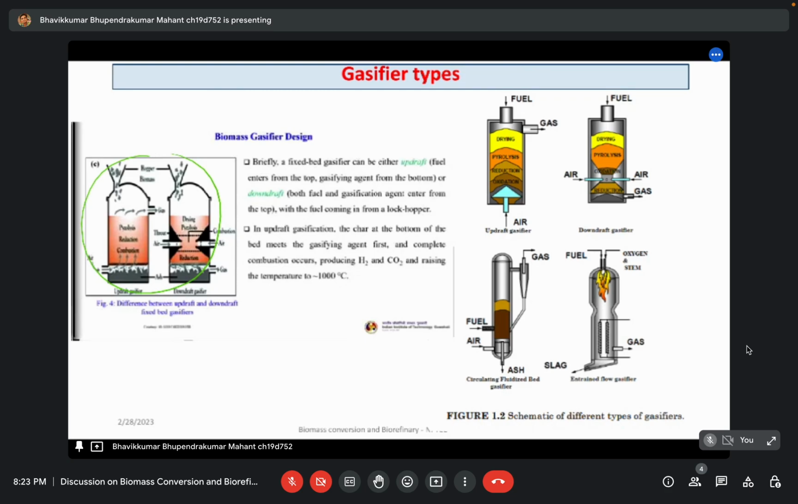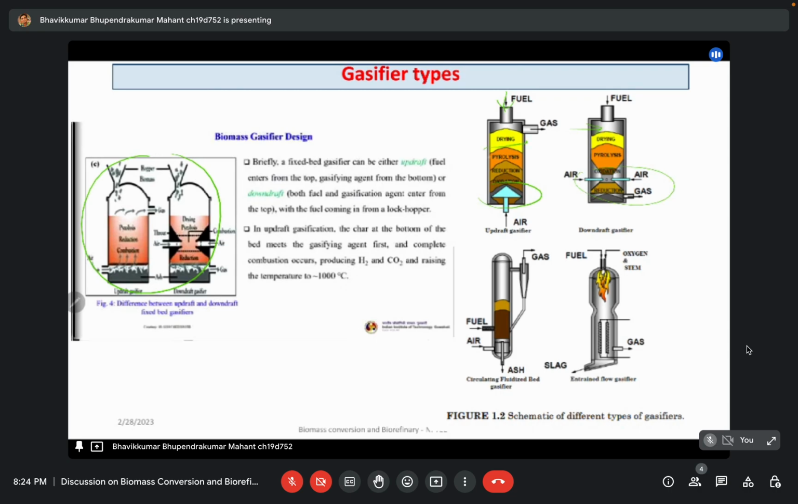In the updraft, the fuel enters from the top. Whatever fuel you are using, biomass, enters from the top, and the gasifying agent from the bottom. The fuel is biomass, and the gasifying agent for the gasification, steam, air, whatever you are using, will come from the bottom. Or downdraft, where both fuel and gasifying agent enter from the top. So fuel as well as air, and it is somewhat in the middle also. It depends on the section.